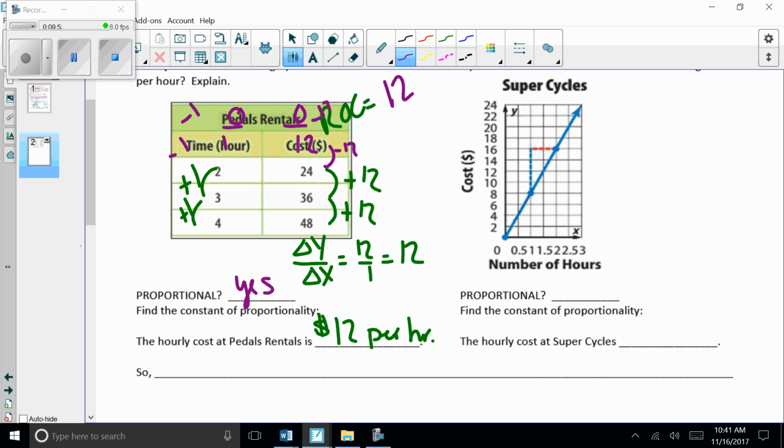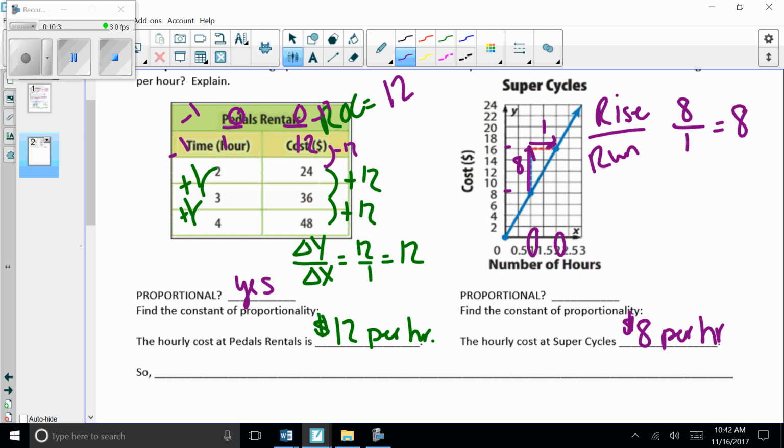So let's come over here to our graph. I have 2 points. I'm starting at 8 and I'm ending at 16, so I'm going to rise. My rise is 8, and now I'm going to run. I'm running from 1, and it looks like I end up at 2. From 1 to 2, that is a change of 1. You have to pay attention to your scales on the bottom. You can't just count boxes. So I know that that's 8. The hourly cost of Super Cycles is $8 per hour.